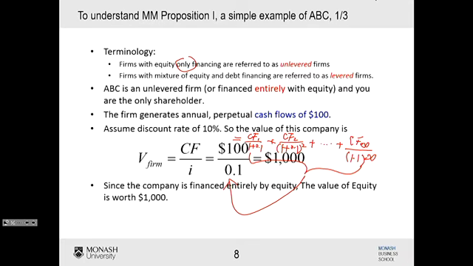The firm generated $100 per year in perpetual cash flow. Your firm value today is equal to 1,000 Australian dollars, US dollars, whatever you want to use as the unit. Okay? And since the company is financed entirely by equity, the value of the firm, because that's an equity firm, is equal to 1,000 as well. So the firm value is equal to equity value. That's all we have.